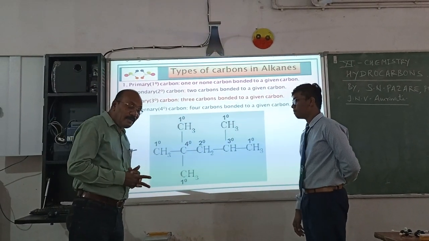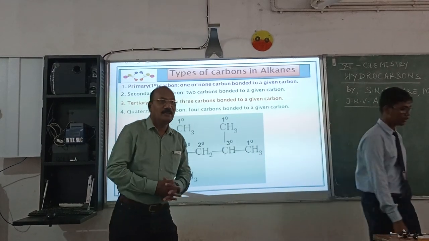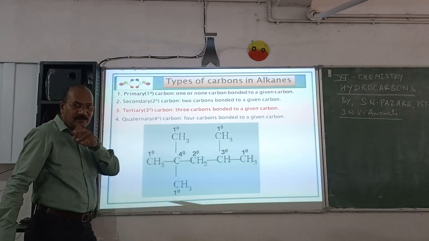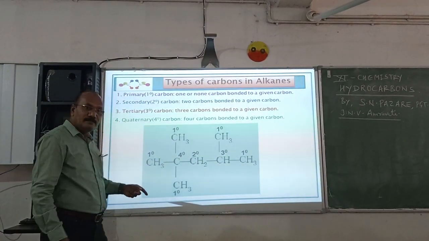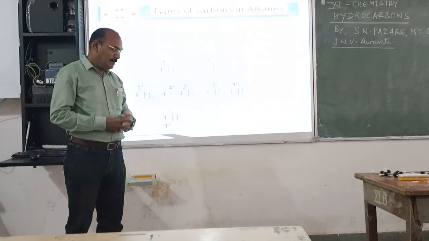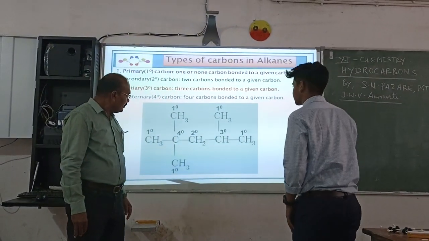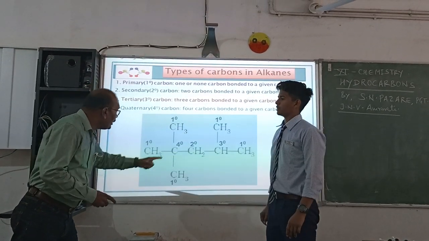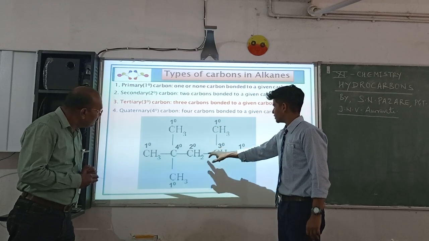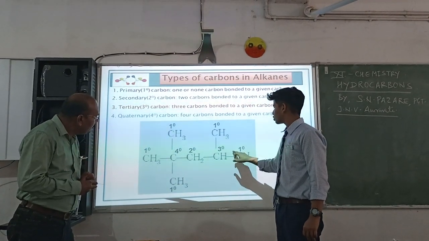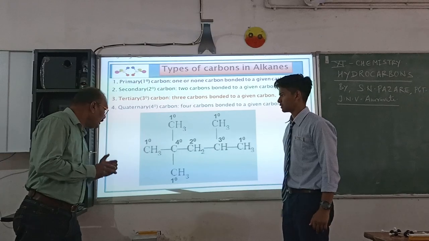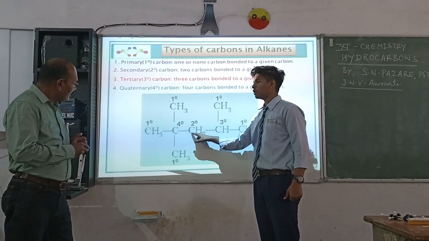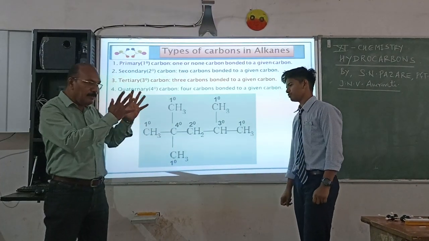Yes. Anybody, can you show the 3 degree carbon? Please sit down. Yes, Mithilesh. Can you show 3 degree and 4 degree carbon atoms? Yes. The 3 degree carbon atom means the carbon atom which is directly attached to 3 carbons, and the 4 degree carbon atom is the carbon directly attached to 4 carbons. Show me here. This is the 3 degree carbon atom and this is the 4 degree carbon. Now explain why it is called 3 degree carbon atom. Because it is connected to 2 methyl groups and 1 chain. Very good. This is the 4 degree carbon atom, which is connected to 3 methyl groups and 1 chain carbon.